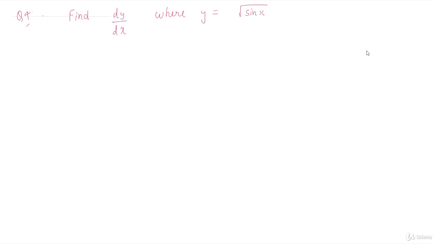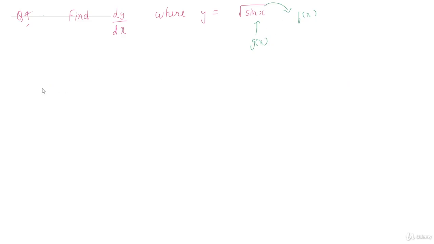Now let's take one more example in which we need to calculate dy by dx, where y is equal to under root sine x, right? So how do we calculate this derivative? As we see that this y is a composite function, where we can suppose this as the inner function and name it g of x, and the outer function as root of x. So we name it as f of x. So this is the composite function, this whole.